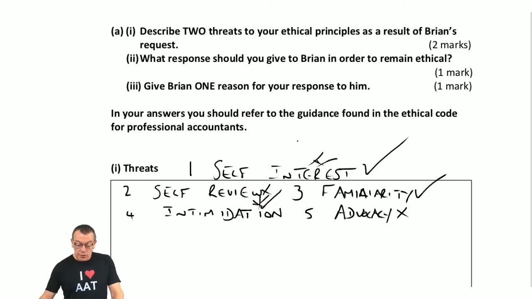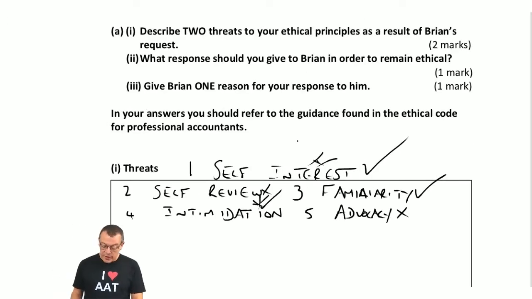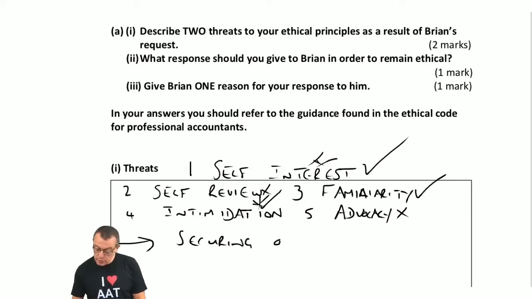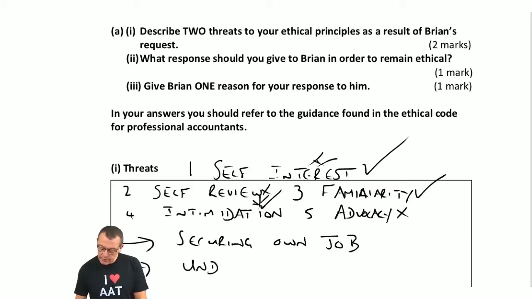What else do we need to do? So we're going to describe the threats. So self-interest, basically, the description is that it is securing jobs. So securing your own job. So that is how self-interest appears. And intimidation is you feel under threat, really.